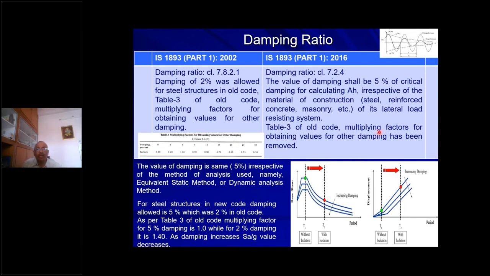That table has been eliminated in the new code of practice. With this change, uniform damping needs to be considered irrespective of the structures, because damping has an effect on the accelerations, Sa by g, and in turn it has an effect on the base shear also. Because of the increase in damping, the base shear actually reduces.